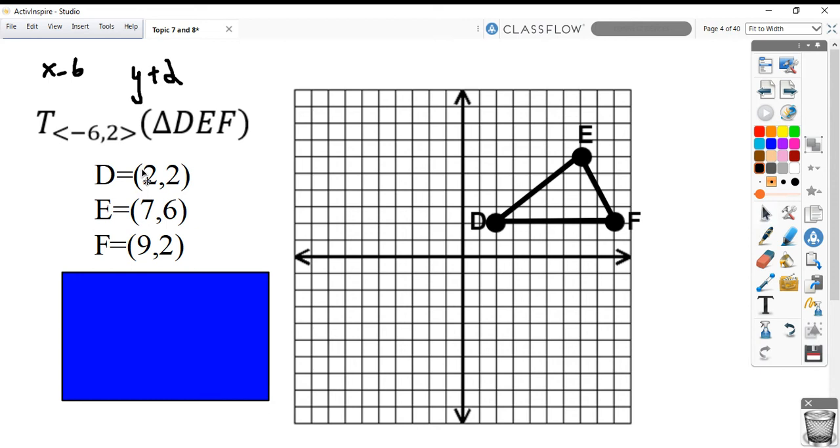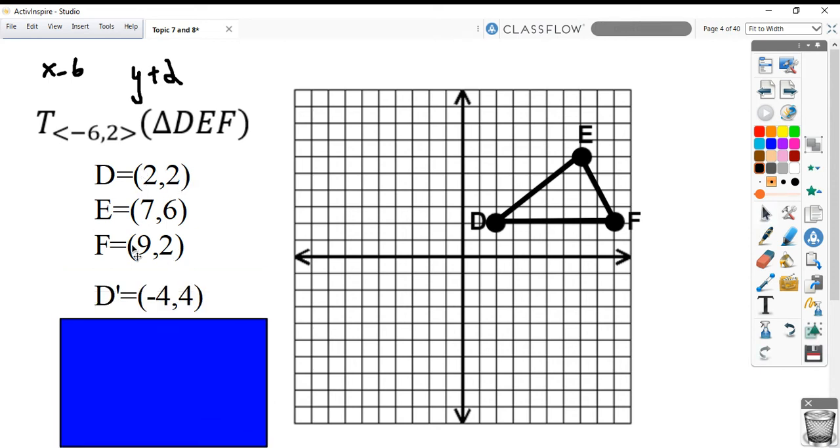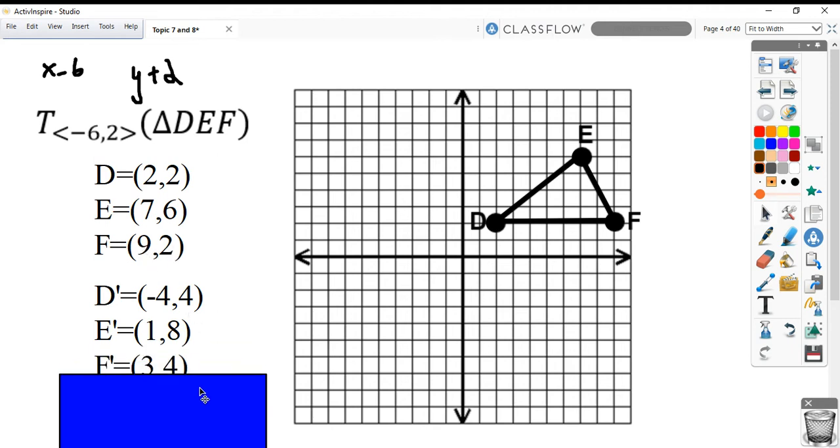So if we're subtracting 6 and adding 2, that's going to turn it into -4, 4. We're subtracting 6 and adding 2, -6 and +2 will give us 1, 8. And then -6 and +2 again will give us 3, 4. All right, so I'm going to plot all three of those points just here real quick. -4, 4, and 1, 8, and our last one at 3, 4.